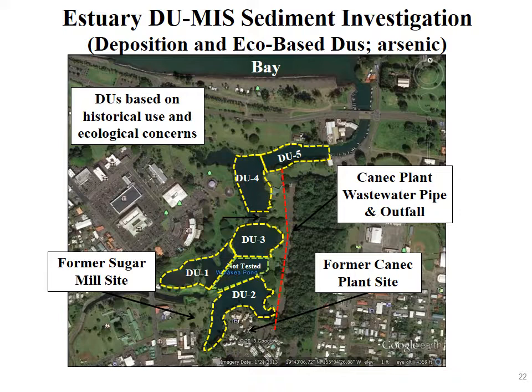Now they used arsenic in the 19-teens through 30s as a weed killer in the sugarcane fields. Anytime you're around a sugarcane mill, you have to especially be concerned about arsenic contamination. Also adjacent to this site was a former Canec plant.